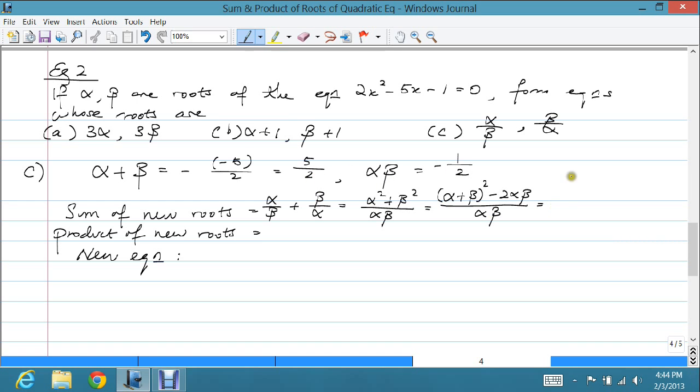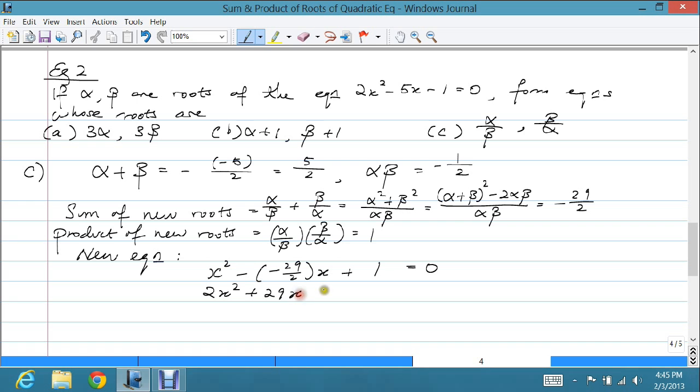So I'll get negative 29 over 2. For the product of new roots, it will be alpha over beta times beta over alpha, which just gives me 1. That is straightforward. Hence, the new equation will be of the form x squared minus negative 29 over 2 x plus 1 equals 0. Then I simplify it and I'll get 2x squared plus 29x plus 2 equals 0. So that's my final answer.